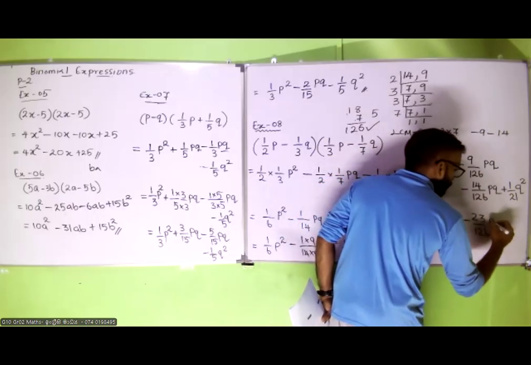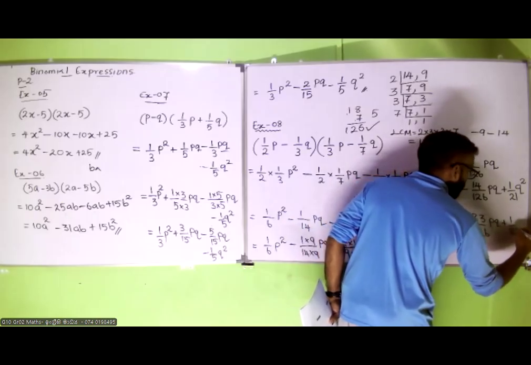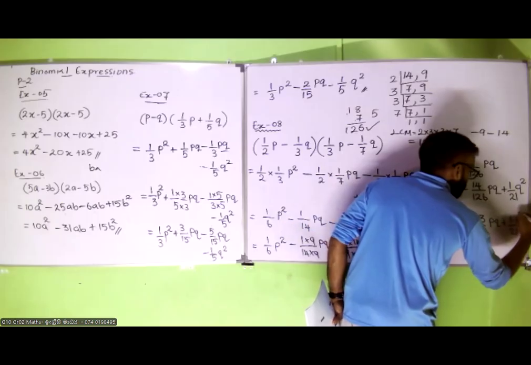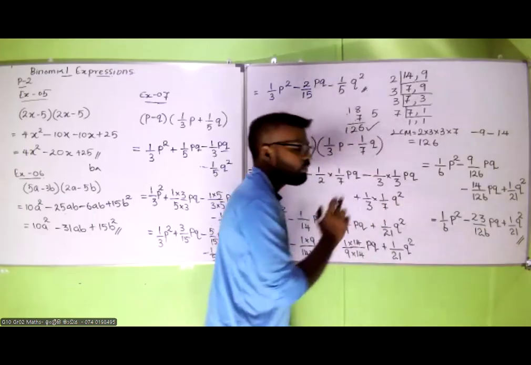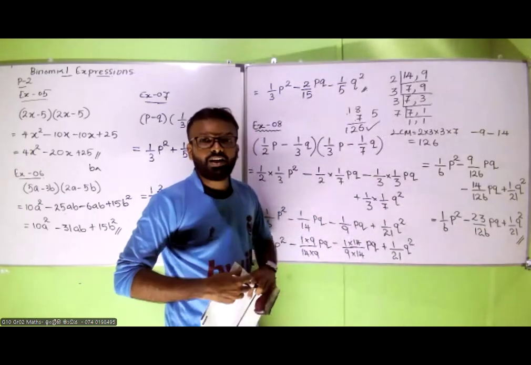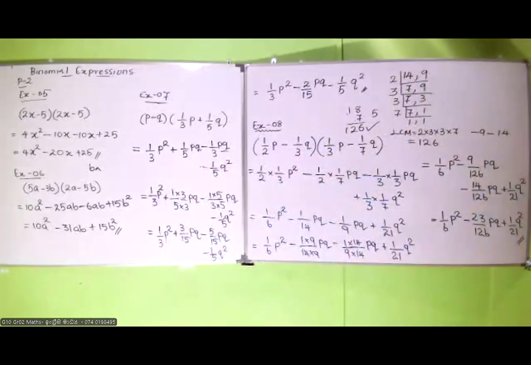p cube, pq plus 1 upon 21 q square. Right? This should be your answer. Right. Do you have any questions to clarify? Do you have any questions to clarify?